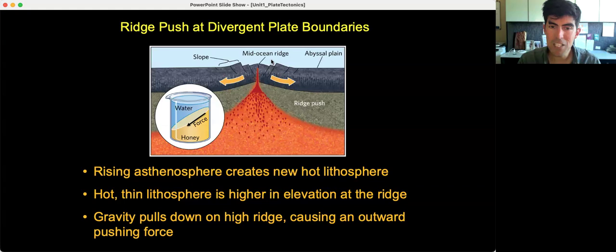Because there is an elevation change between the plate and the surrounding areas of the ocean floor, this part of the oceanic plate is actually higher and wants to slide down and move outwards in both directions. And so we call this ridge push because it forms at the ridge and it pushes outwards in both directions based upon the change in elevation and the emergence of new magma that is forming in between the two plates.